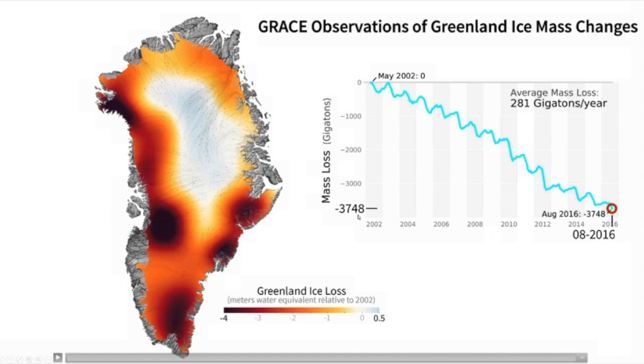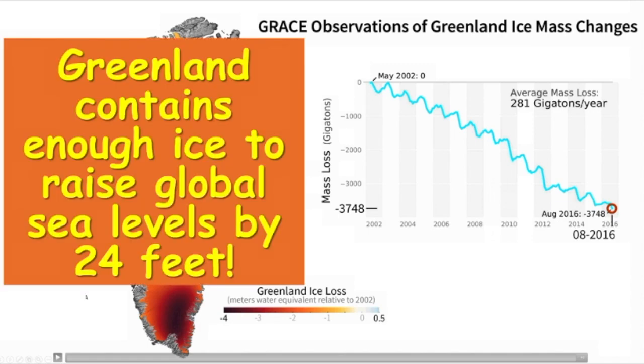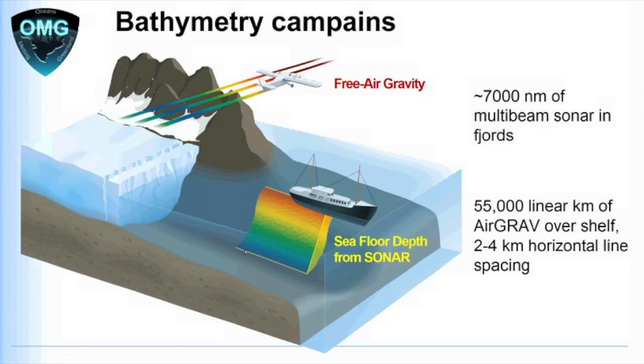But essentially, we can use GRACE to quantify the mass loss, and it's almost 4 trillion tons that Greenland has lost since the beginning of the record in the early 2000s. And if Greenland was to lose all of its ice instantaneously, of course, it would raise sea levels by 24 feet. We don't think that's going to happen, but how fast this ice is lost is really a central science question for climate science today.